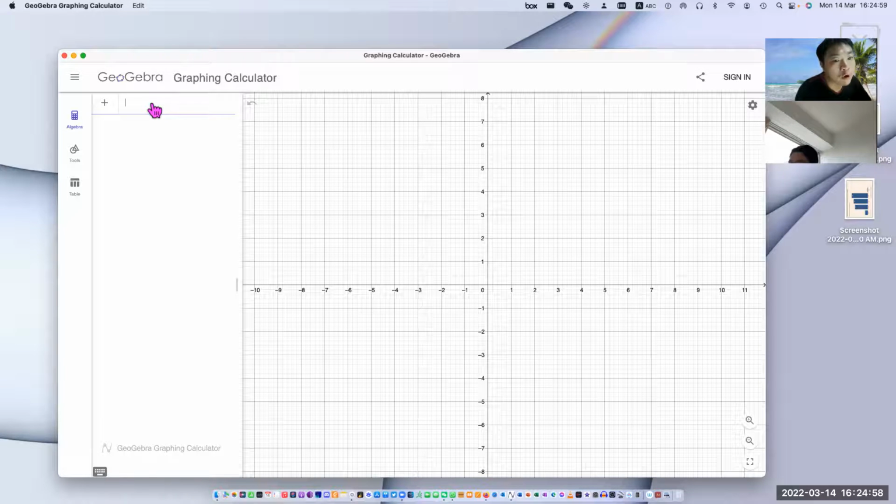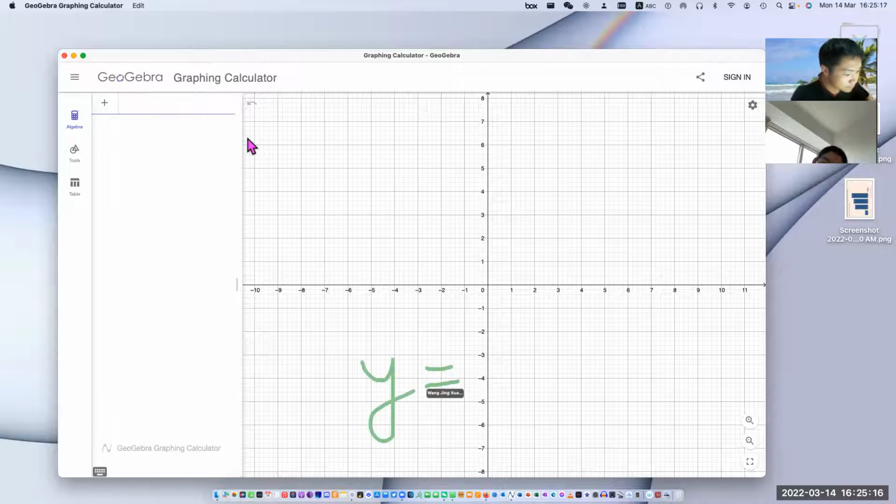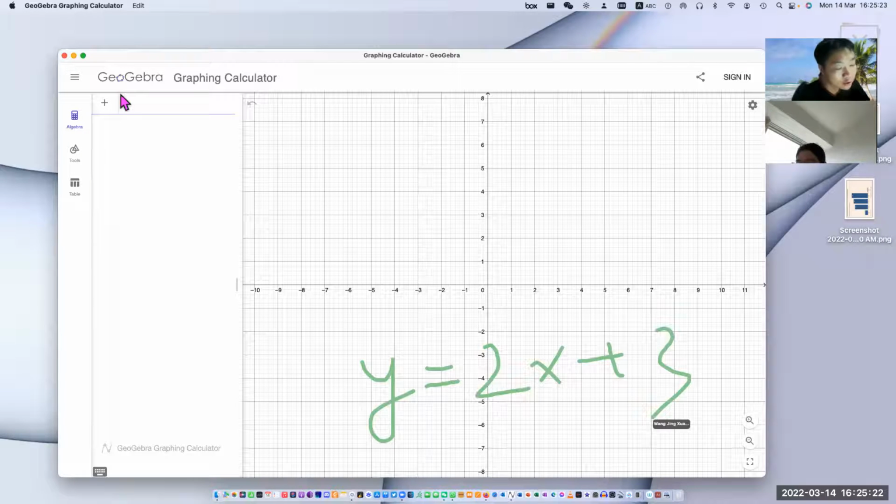what graph do you want to draw? That depends on the equation you are given. Can you just give me a simple y equals mx plus c equation? Y equals 2x plus 3. Okay, good. So given this, how do you draw using the GeoGebra app? I think it's pretty fast.